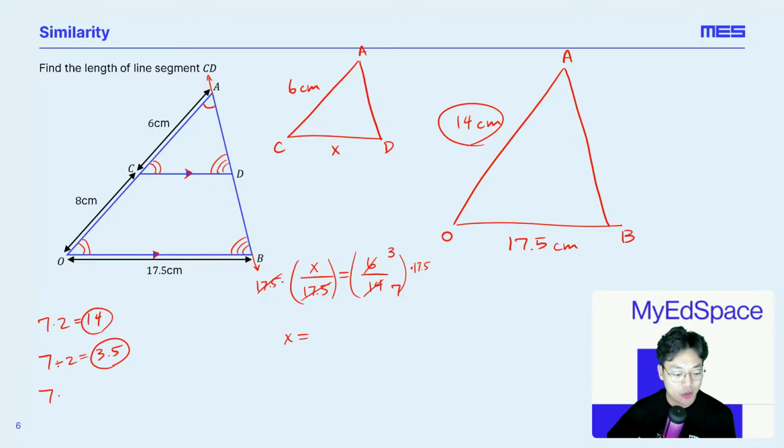7 divided by 2 is the same thing as 7 times 1/2. So if we put together the 2 and the 1/2, that's 2.5. So what I really have here is that 7 goes into 17.5 2.5 times, multiply by that 3. Now I have 7.5 centimeters.